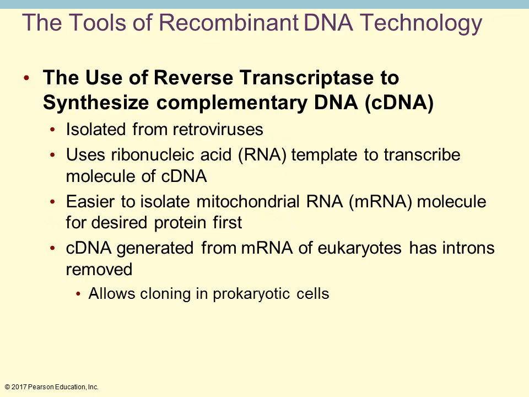Oftentimes we will use the enzyme reverse transcriptase to make what's known as complementary DNA. When you are talking about DNA from eukaryotic cells, they have introns in them that need to be removed before you can have protein synthesis from that. Prokaryotic cells don't know how to do that. So if you are going to take a eukaryotic gene and place it into a prokaryotic cell, what you really need to do is not place that original DNA in there. You need to place what's known as complementary DNA or cDNA in it. cDNA does not have the introns in it.